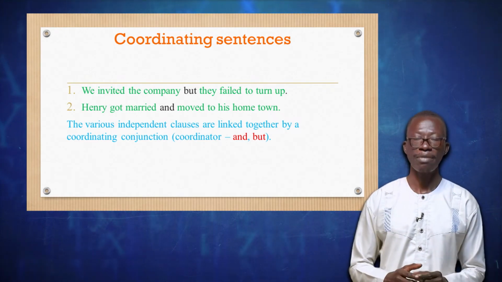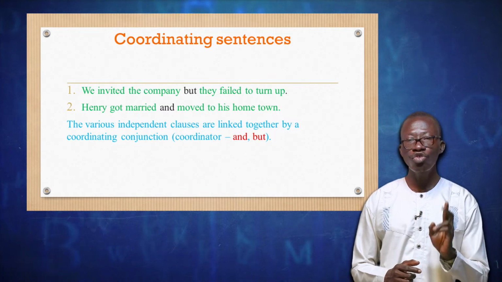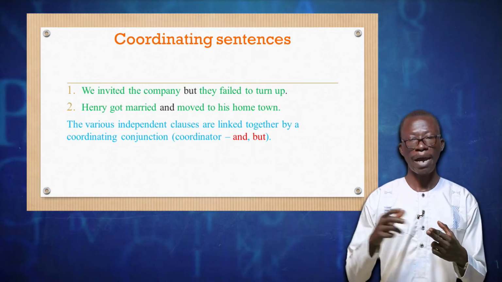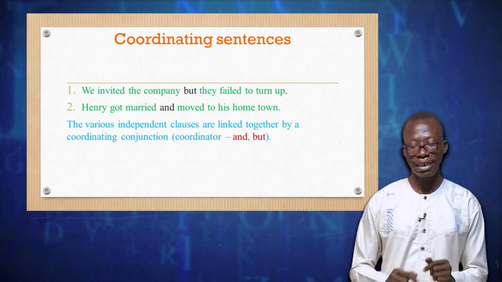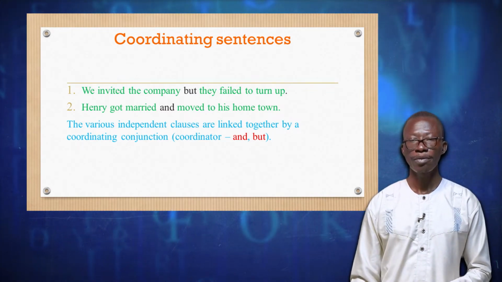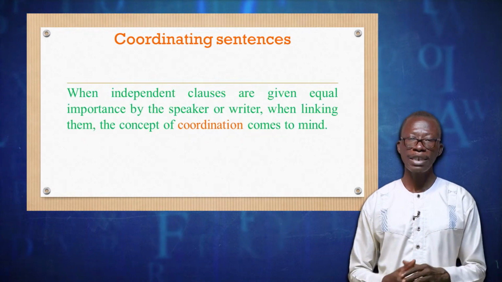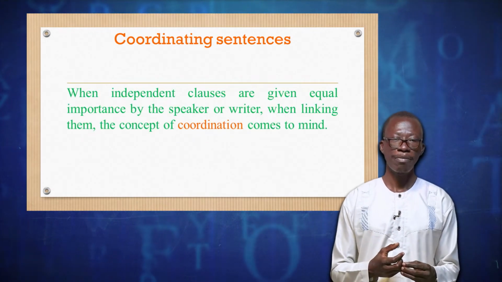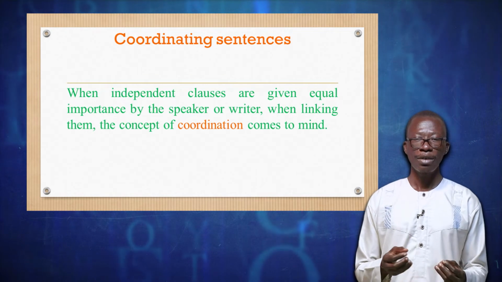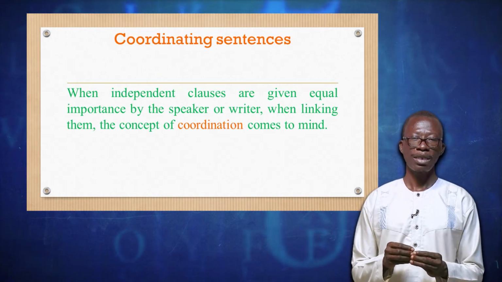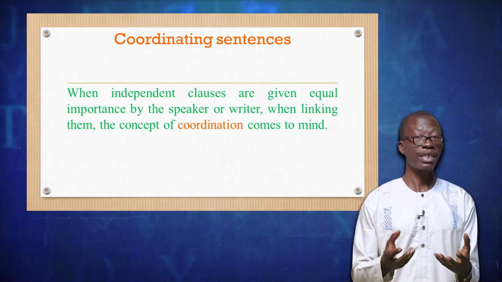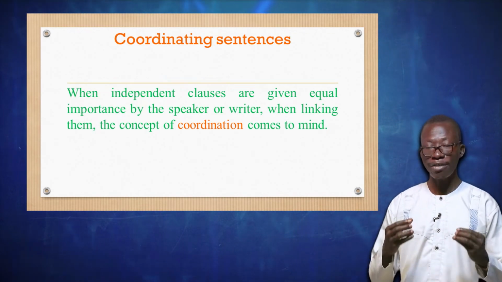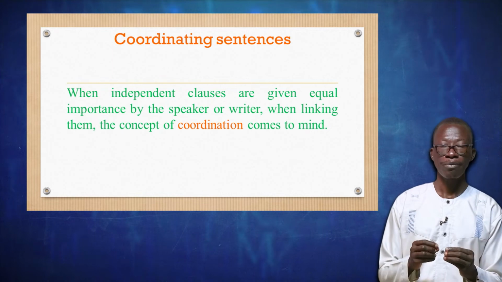So let's have this in mind. Anytime you link two independent clauses by a coordinator, you are forming what is known as a compound sentence. When independent clauses are given equal importance by the speaker or writer when linking them, then the concept of coordination comes to mind. This is what we said the last time. We are just trying to remind ourselves of what we said.